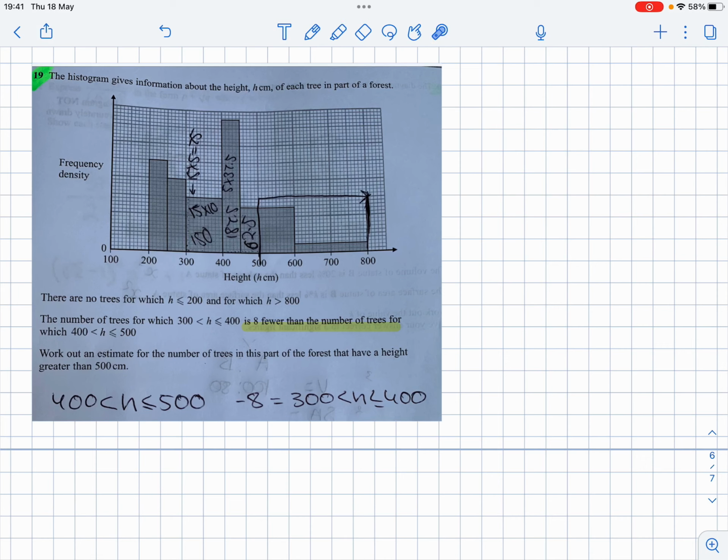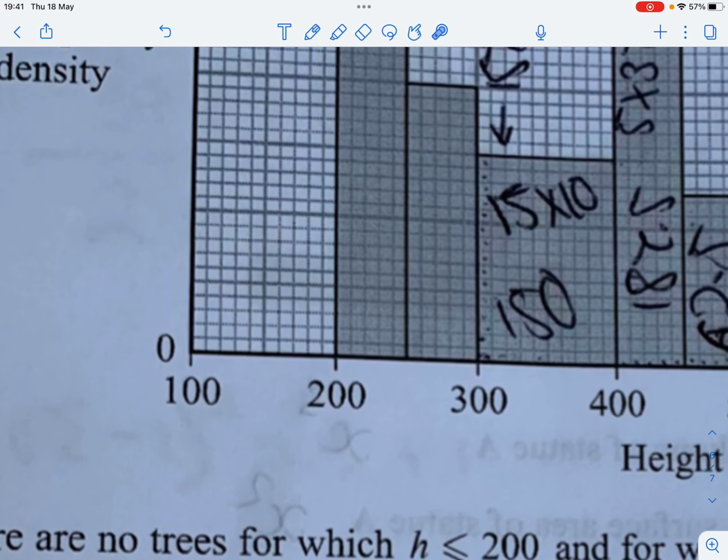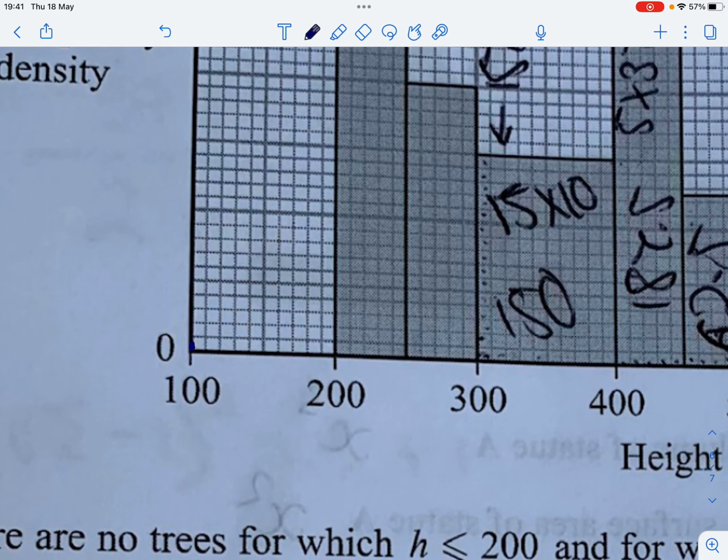different sections. So I'm going to first of all look at the 5 by 5 squares, and what I mean by that is 5 small squares by 5 small squares.